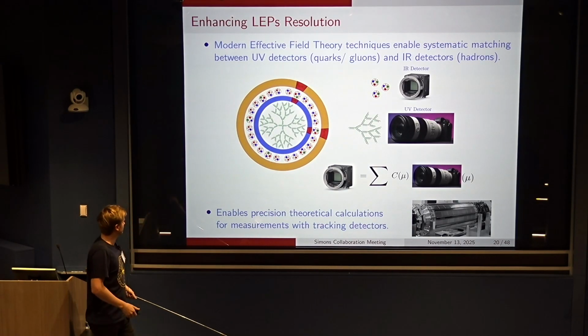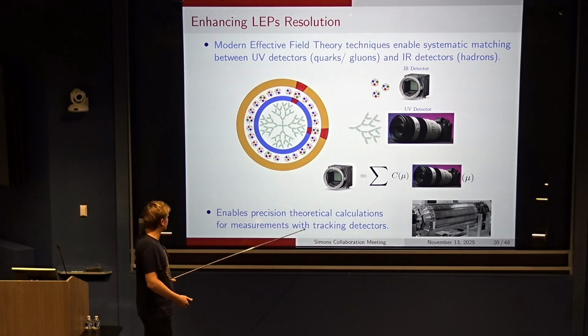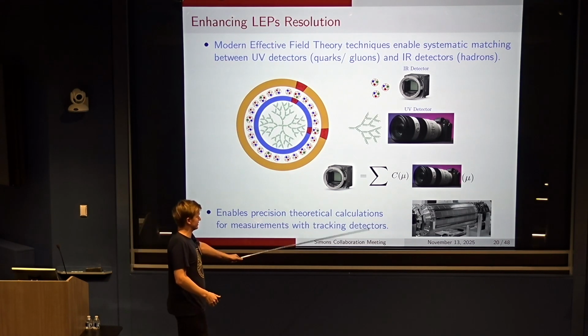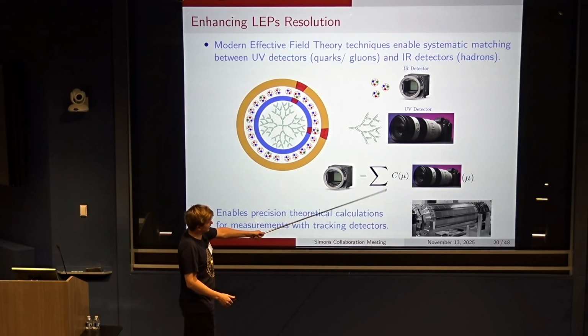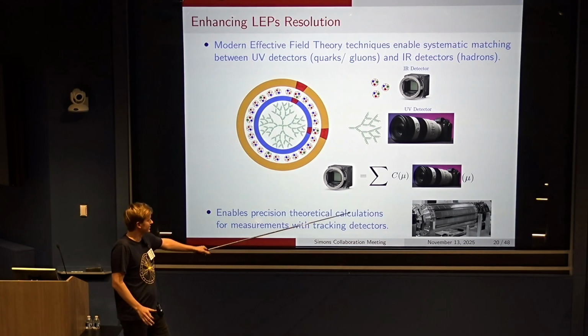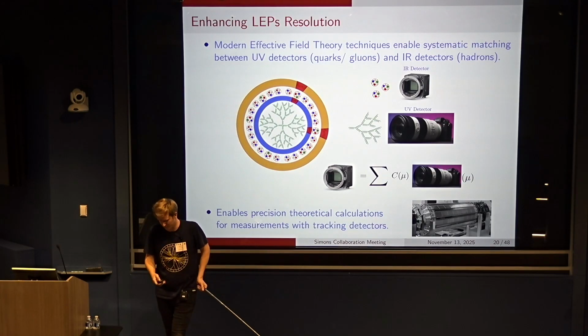The very nice aspect of this is that we can do this systematically, and this enables precision theoretical calculations for measurements using these tracking detectors. In particular, this enables us to unlock the data measured from the inner tracker of these old experiments, which was never used and was just sitting there for 30 years.